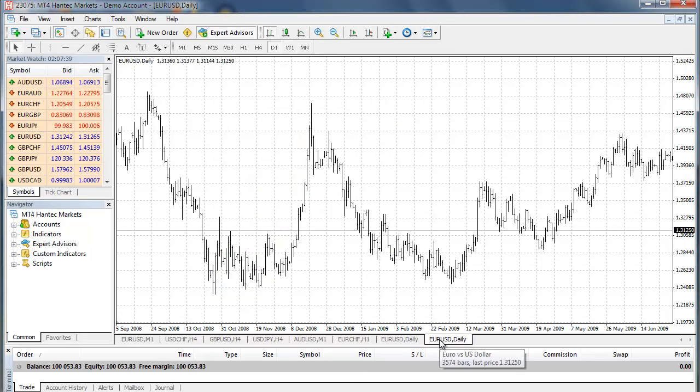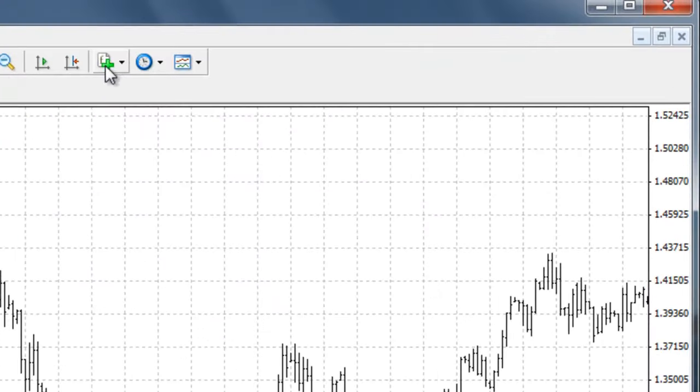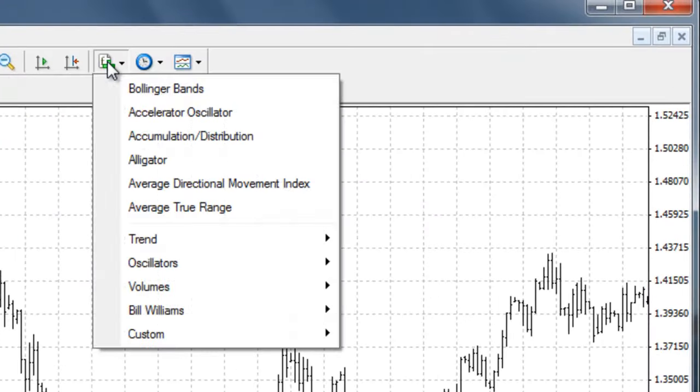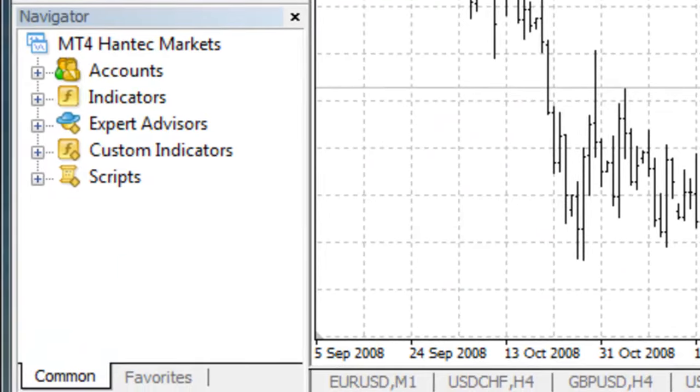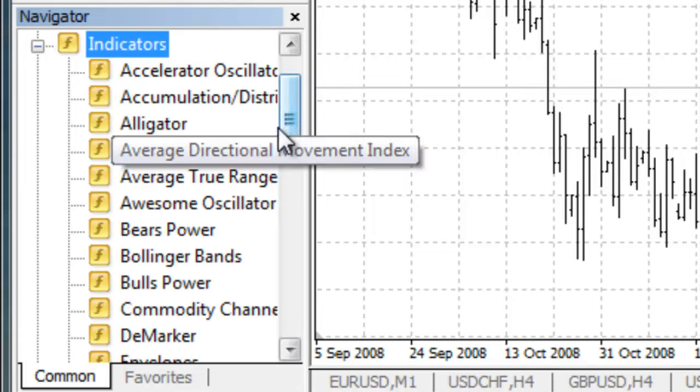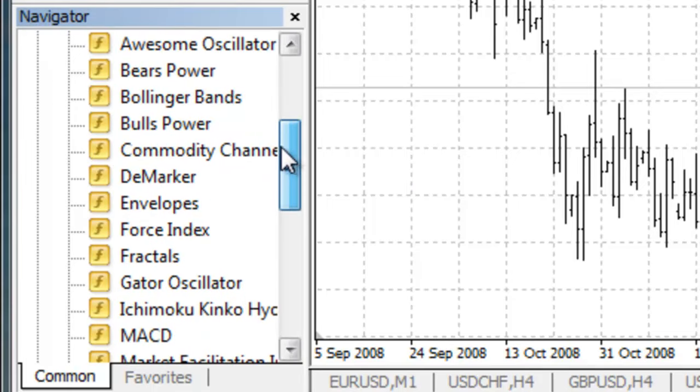Once you've selected the chart that you want to use, there are a number of different ways to add the Bollinger Bands. The simplest is to come up to the top of the screen and click on the Indicators icon. If you've recently applied the Bollinger Band indicator to another chart, it should appear in this upper list here. If not, never mind, just come down to the Trend grouping, open that one up, and you'll find the Bollinger Bands indicator in there. The other option is to go to the Navigator window over on the left-hand side, click on the Indicators folder, and when that opens up, scroll down until you find the Bollinger Bands.